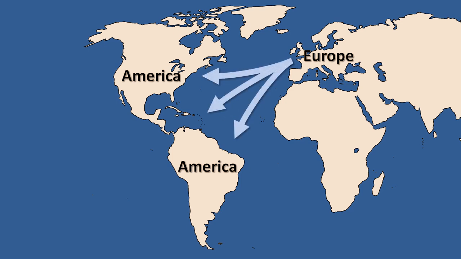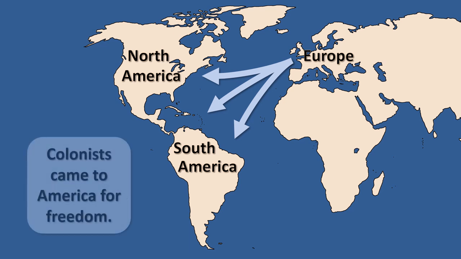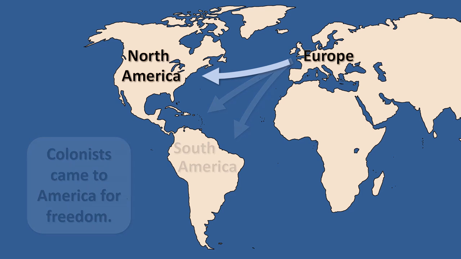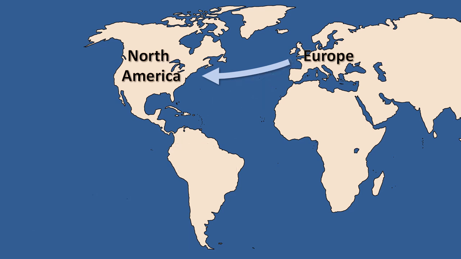As time went on, more and more people from Europe sailed across the Atlantic Ocean to North America, the Caribbean, and South America to make new lives for themselves, where they could have more freedom. North America was an especially popular destination for British colonists. In 1607, the first permanent British colony in North America was created in Virginia.